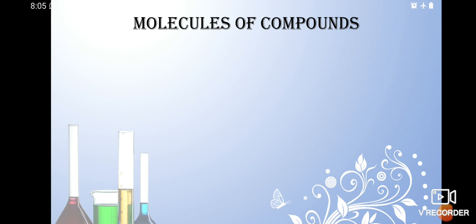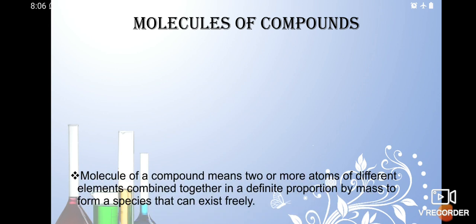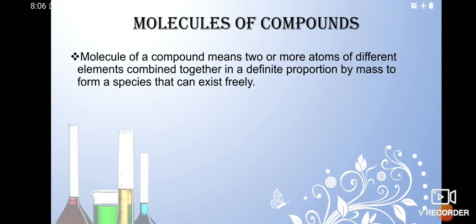And what about compounds? Molecules of compounds are formed by different types of atoms. Okay, how are they forming? They are forming different types of compounds. So, a molecule of a compound means two or more atoms of different elements combined together in a definite proportion. Means they follow the definite proportion, the perfect ratio by mass, to form a species that can exist freely. By combining them only we can get the particular compound.